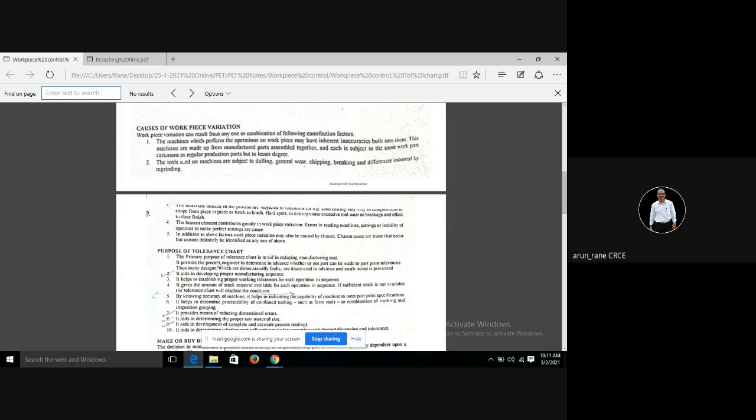So it depends upon the process also. Then another factor is human: skilled people, semi-skilled people, unskilled people. The skilled people can make it within 0.02, but the semi-skilled will take more and unskilled will have to give more tolerance. Then there are some unforeseen circumstances which you cannot predict, and that is called chance causes. Because of chance, you don't know what happens when, so there will be some variation.